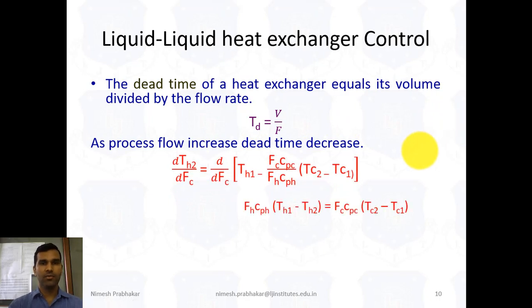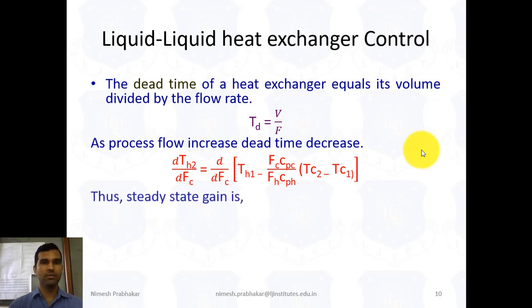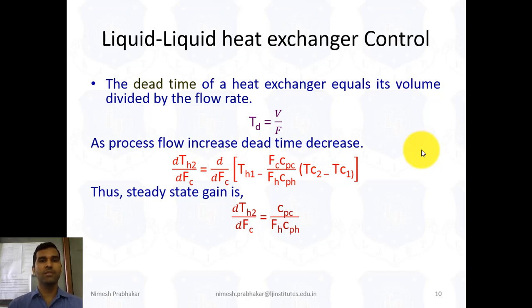Now we can write dTH2 by dFC from this equation. That means we differentiate TH2 with respect to FC. So we get this term from this equation. By solving this equation we get the steady state gain: dTH2 by dFC equals CPC upon FH into CPH. So this term represents the steady state gain.